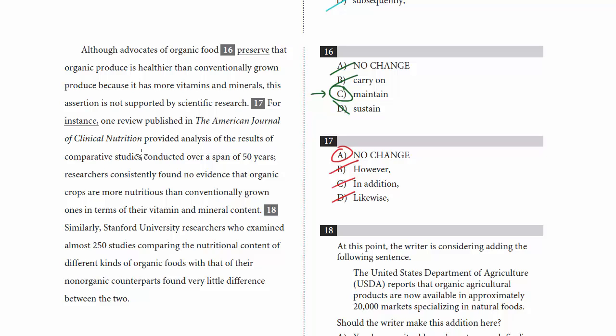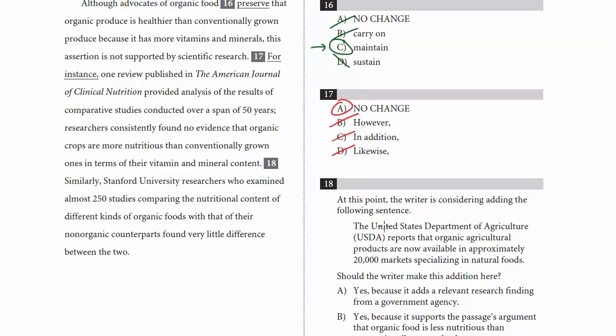Number 18, do we want to add the sentence here? The USDA reports that organic agricultural products are now available in approximately 20,000 markets specializing in natural foods. Let's just read this last sentence. Similarly, Stanford University researchers who examined almost 250 studies comparing the nutritional content of different kinds of organic food with that of their non-organic counterparts found very little difference between the two.